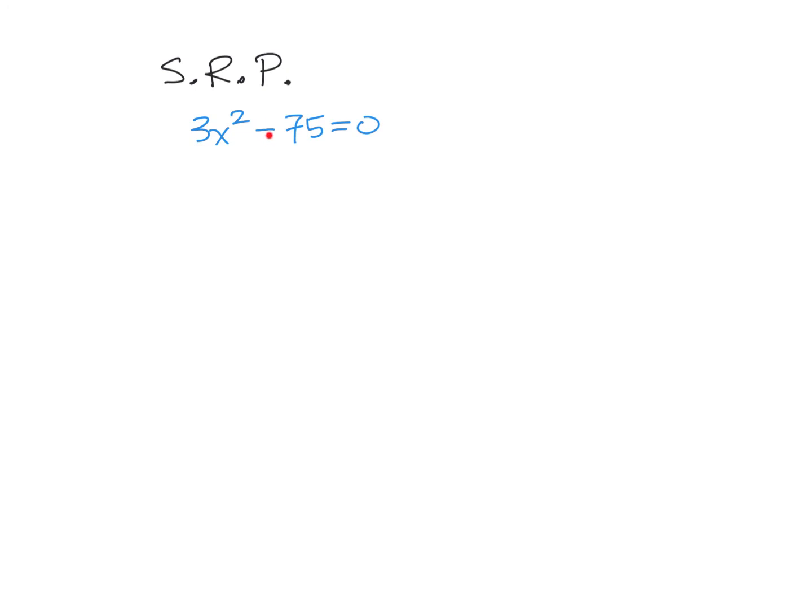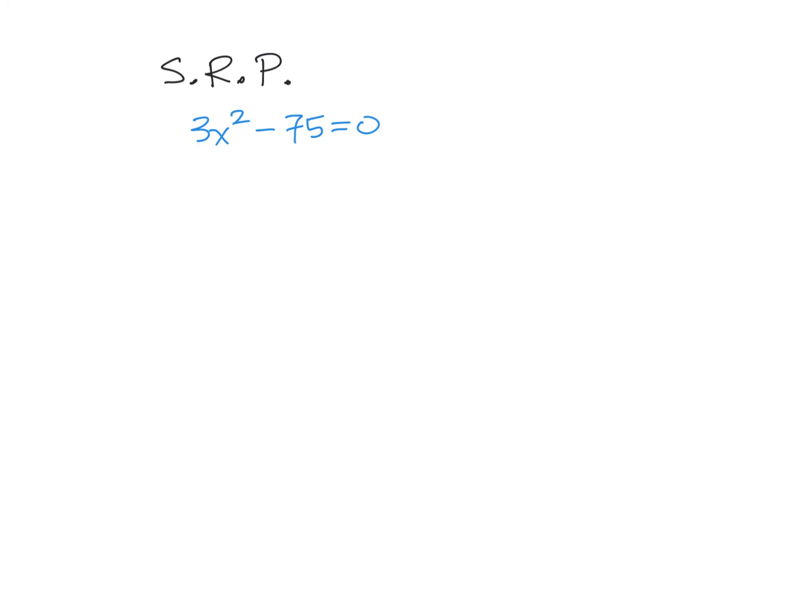If I had plus 75x or minus 75x, then I wouldn't use square root property. But since I just have x squareds and no regular x's, but then some constant terms, this is a great problem for doing square root property. But that means I've got to get the squared thing by itself. This has to say something squared equals a number. So, as you might expect, I'm going to add that 75 off first.